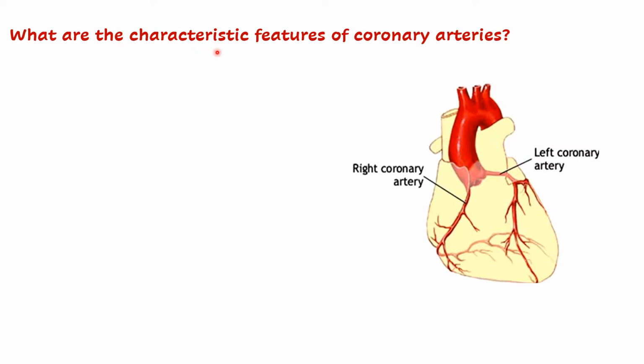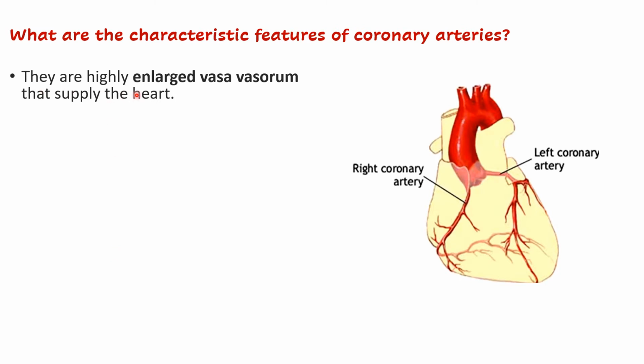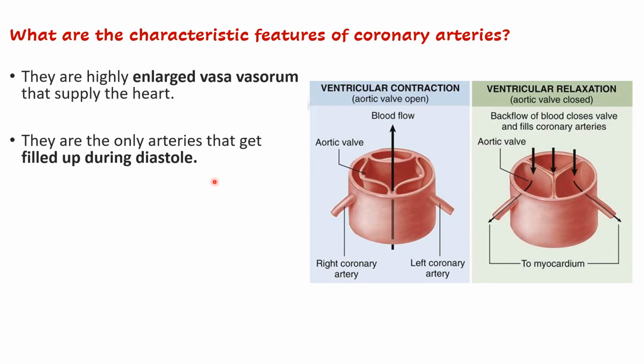So what are the characteristic features of coronary arteries? They are different from other arteries. Coronary arteries can be considered as enlarged vasa vasorum that supply the heart. Heart can be considered as a big blood vessel, so therefore the arteries which supply it will be the vasa vasorum of heart. They are the only arteries that get filled up during diastole. All other arteries are obviously filled during the systole.